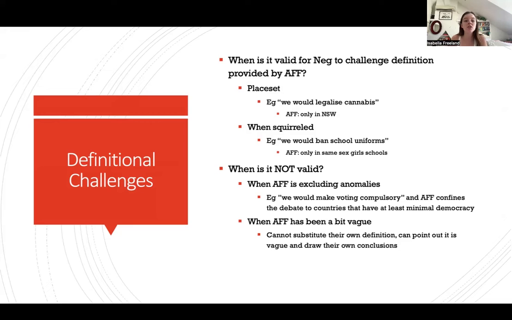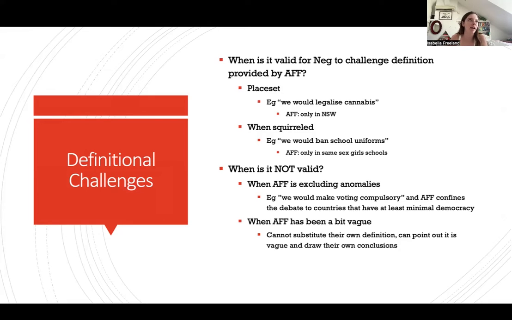However, when is it not valid? So for example, affirmative might define the motion totally fairly, but exclude some cases. And sometimes those exclusions are fair. So for example, if the debate was, we would make voting compulsory, it's fair for affirmative to say, well, this debate only happens in places where voting already exists, so where there is some form of democracy.